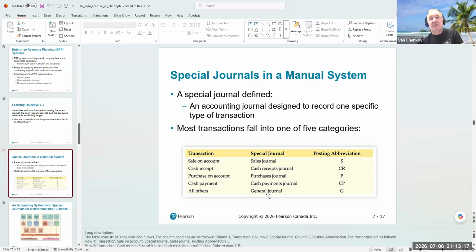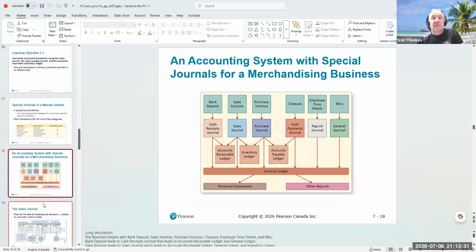What will be everything else? Depreciation, some adjusting entries at the end of the period, something that's not related to purchases, sales, cash payments, or cash receipts, will go to the general journal. So if we have a bank deposit, that will be a cash receipt. It goes to the cash receipt journal and you update accounts receivable. If we have a sales invoice, you go to the sales journal, which updates accounts receivable, and you update the inventory. And all of those go to the general ledger at the end of the period.